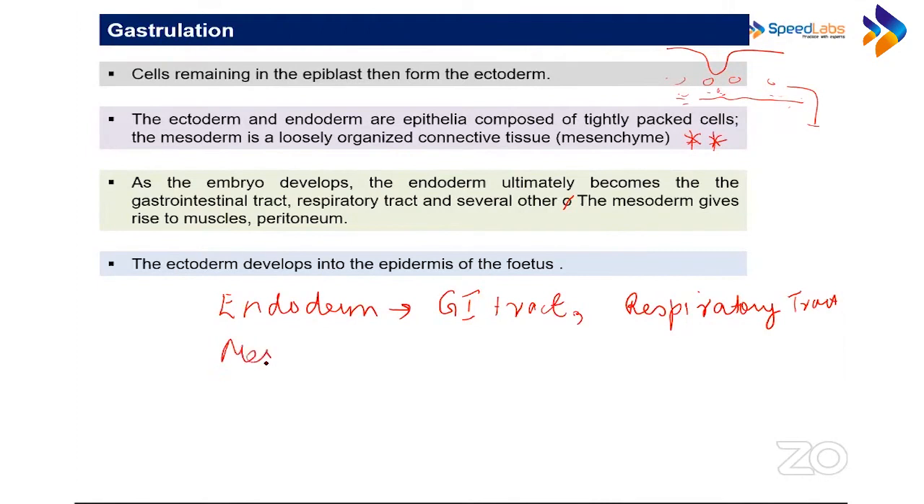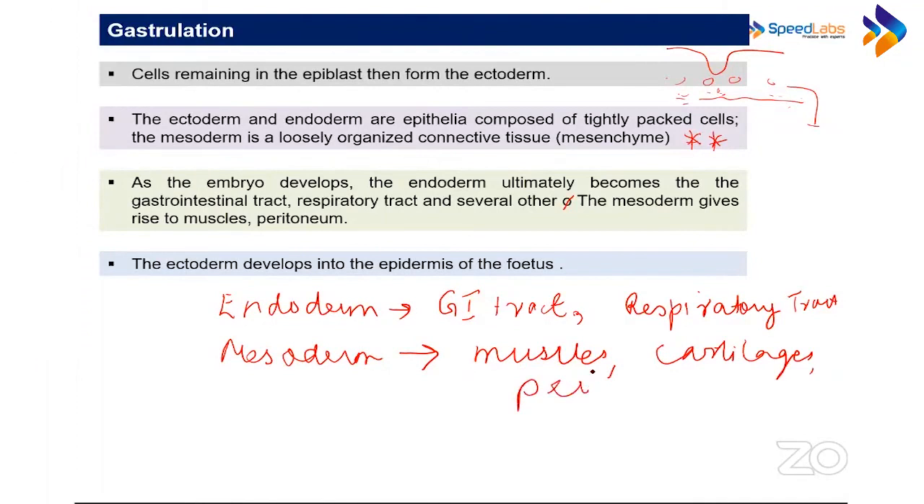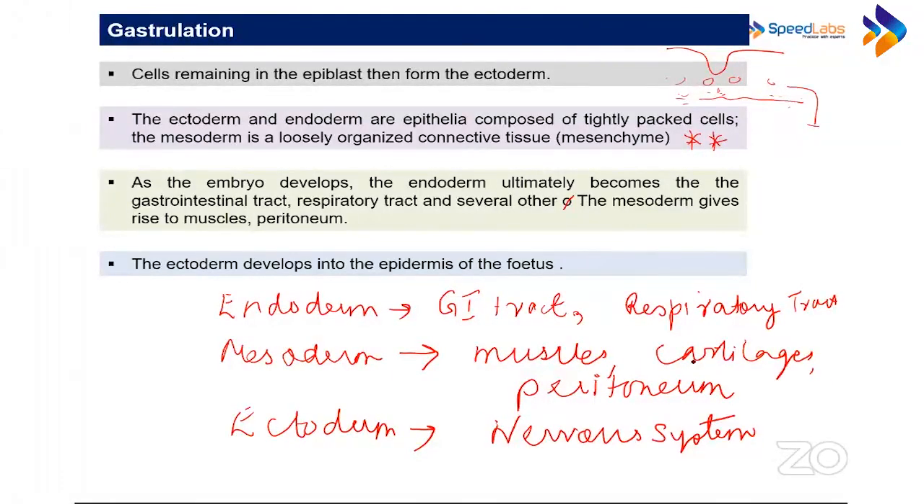Mesoderm forms the major part. M से mesoderm, M से major, gives rise to muscles, cartilages, peritoneum, the membrane of the internal organs. And ectoderm क्या बनाता है? It forms the nervous system. So these are the layers. ऐसा नहीं है कि एक organ system पूरा इसी से बनता है. Different parts in an organ system may be formed by different germ layers.